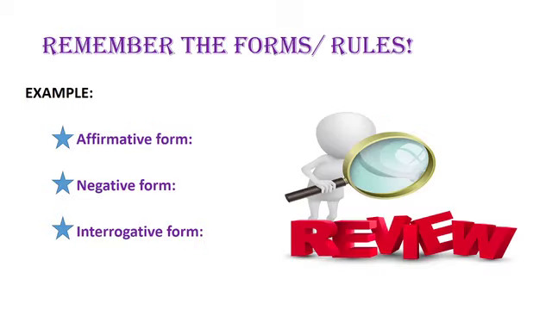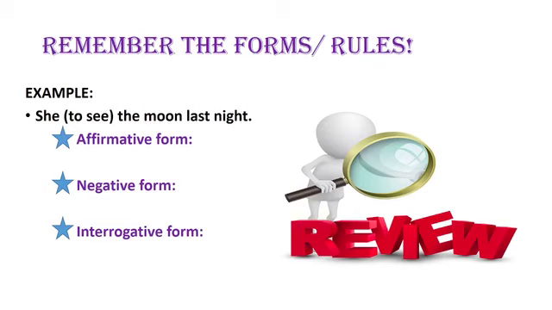So here is your review part. You have to remember the forms that we have seen in the simple past lesson. So the rules, you have to remember them or go back to the other videos if you haven't memorized them yet. Remember we have three forms: affirmative form, negative form, and interrogative form. Today we're going to work with one example, which is she to see the moon last night.